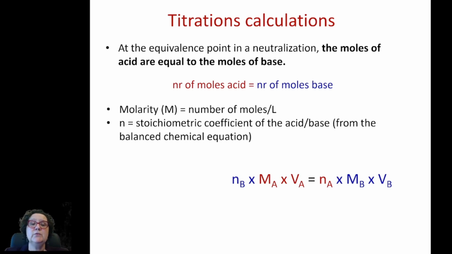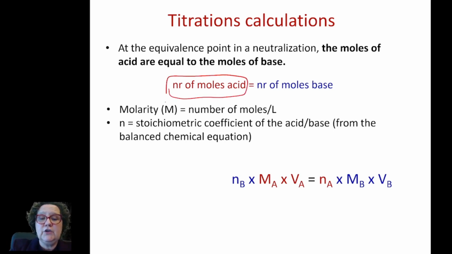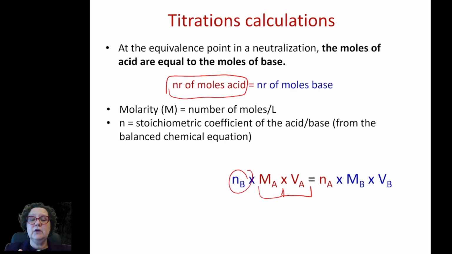You use first the knowledge that in the equivalence point, once the titration has finished, the number of moles of acid is the same as the number of moles of base. And you also use the knowledge that molarity, concentration, is the number of moles of a substance divided by the volume in liters. And if you substitute your number of moles of acid, and instead of number of moles of acid, you write the molarity of the acid times the volume of the acid that you have put in the flask, and you times it by the stoichiometric coefficient of the base, because sometimes the reactions will be 1-to-1. You need 1 mole of acid to react with 1 mole of base.